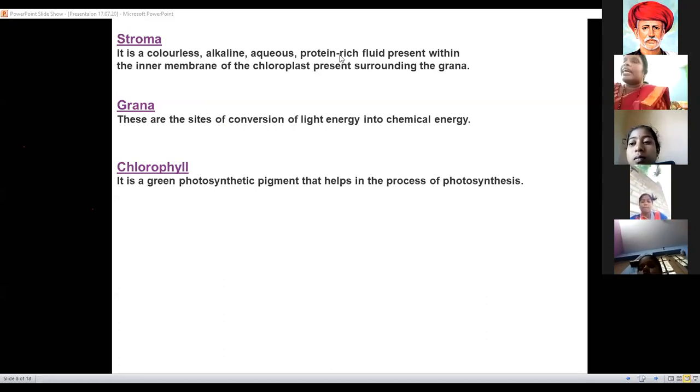Once again, see the explanation of the chloroplast.